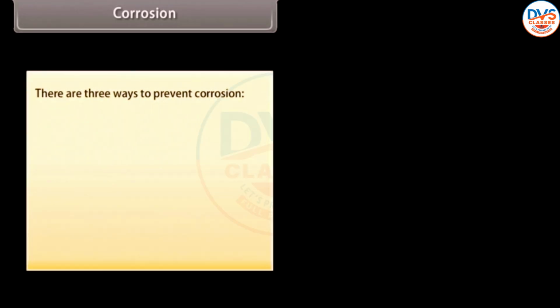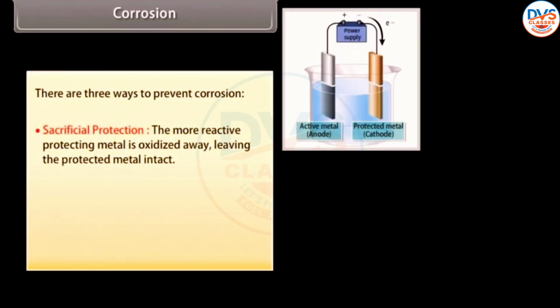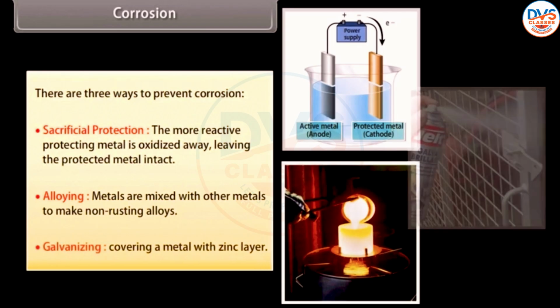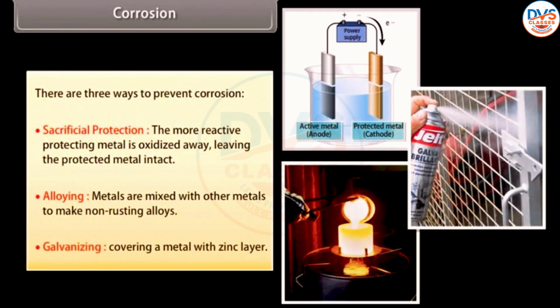There are 3 ways to prevent corrosion. Sacrificial protection, where the more reactive protecting metal is oxidized away, leaving the protected metal intact. Alloying, where metals are mixed with other metals to make non-rusting alloys. Galvanizing, where a metal is covered in a thin zinc layer. This layer is produced by electrolytic deposition.